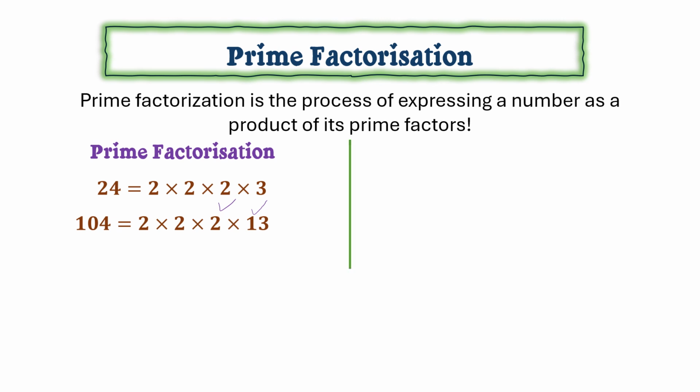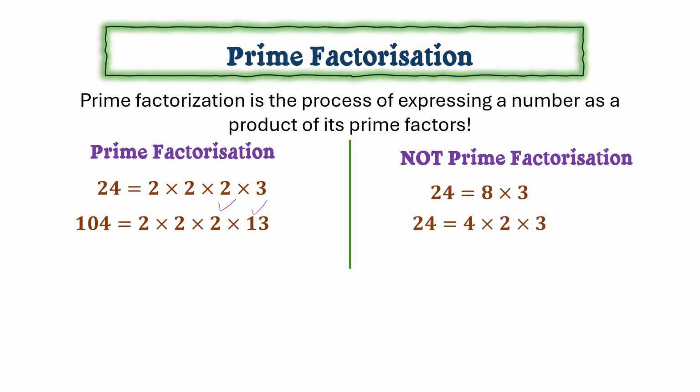Okay, let's look at what is not prime factorization. If you look at the number 24 itself, you can actually write it as 8 times 3. However, 8 is not a prime number. 8 is a factor of 24, but it is not a prime factor. So therefore, 8 times 3 is not prime factorization. Using the same number 24, it can also be written as 4 times 2 times 3. However, 4 here is a factor, but it is not a prime factor. Likewise for 104, it can be expressed as 2 times 2 times 26, where 2 is a prime factor, however 26 is not.